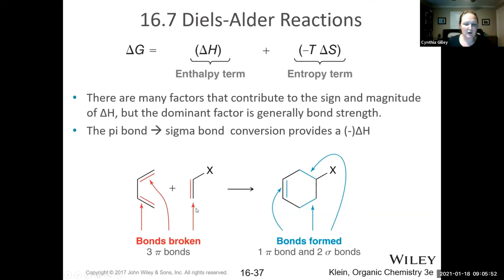So if we look at the overall reaction without doing any calculations, we can make some assumptions here. We know that the bonds broken are 3 pi bonds, and the bonds formed are 1 pi bond and 2 sigma bonds. So overall, this is a net loss of 2 pi bonds and a net gain of 2 sigma bonds. We know that sigma bonds are stronger than pi bonds because they involve head-to-head overlap of atomic orbitals as opposed to side-to-side overlap of atomic orbitals in a pi bond. So because we're forming stronger sigma bonds and breaking weaker pi bonds, we can make an educated guess that delta H for most Diels-Alder reactions will likely be a negative and favorable enthalpy term.